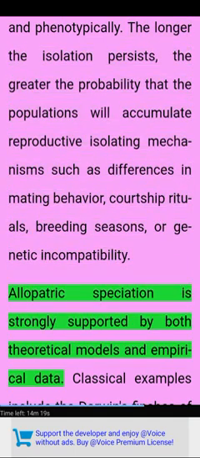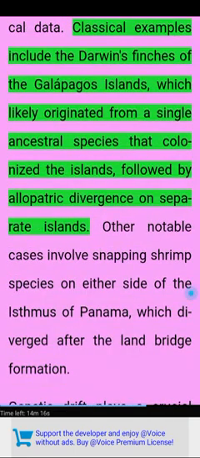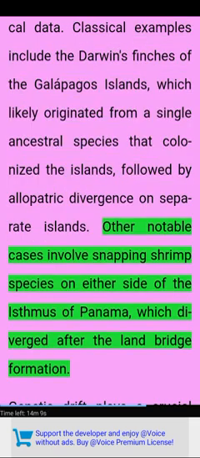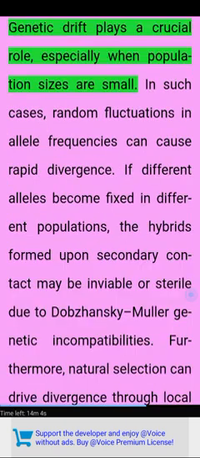Allopatric speciation is strongly supported by both theoretical models and empirical data. Classical examples include Darwin's finches of the Galapagos Islands, which likely originated from a single ancestral species that colonized the islands, followed by allopatric divergence on separate islands. Other notable cases involve snapping shrimp species on either side of the Isthmus of Panama, which diverged after the land bridge formation. Genetic drift plays a crucial role, especially when population sizes are small.